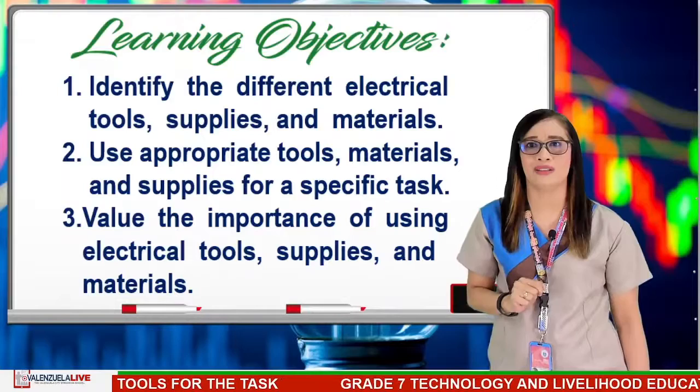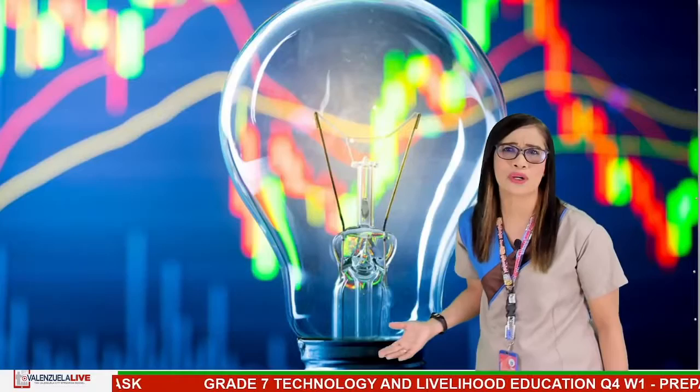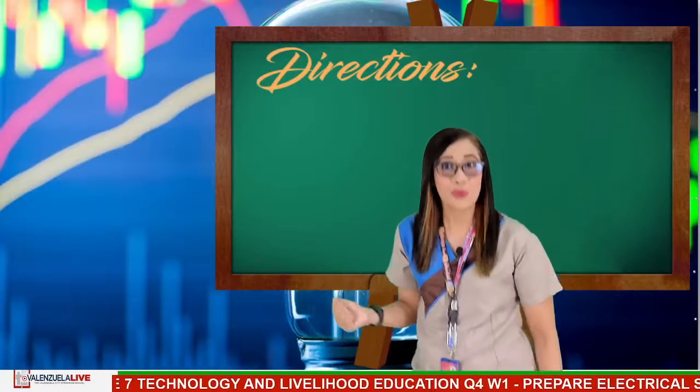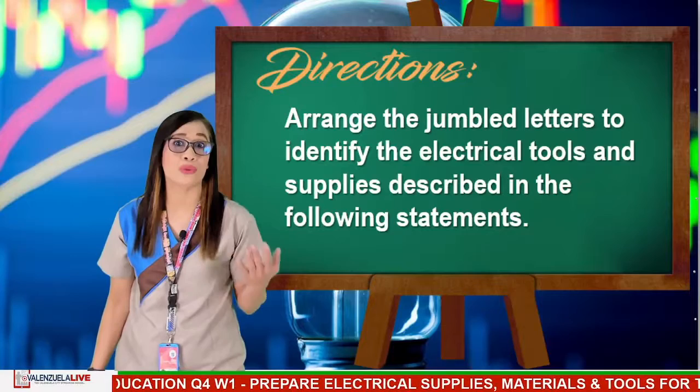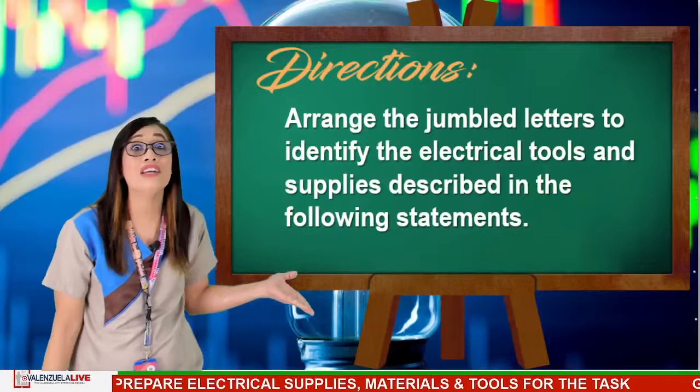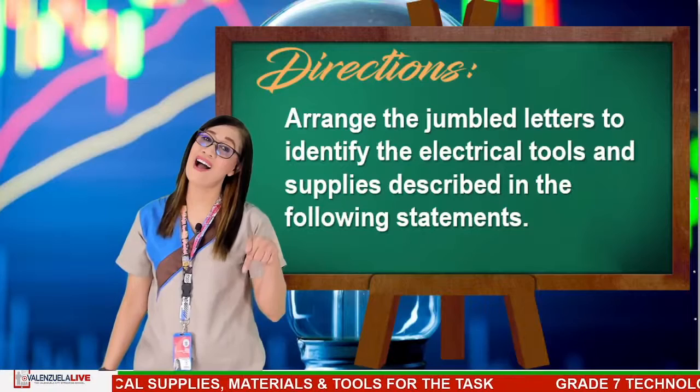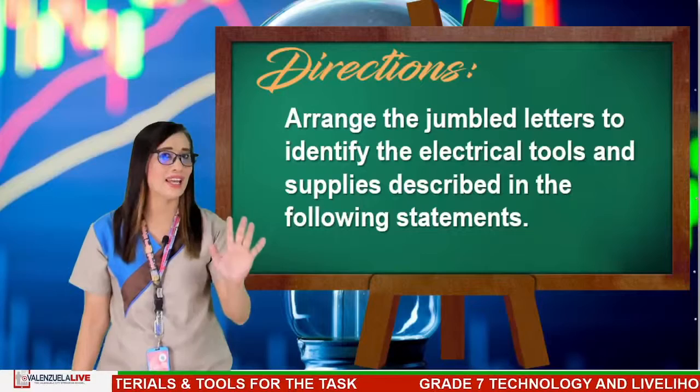Let's find out what to discover in our lesson by answering what's new. Direction: Arrange the jumbled letters to identify the electrical tools and supplies described in the following statements. You may write your answer in the comment section. You all have 5 seconds to answer every question.